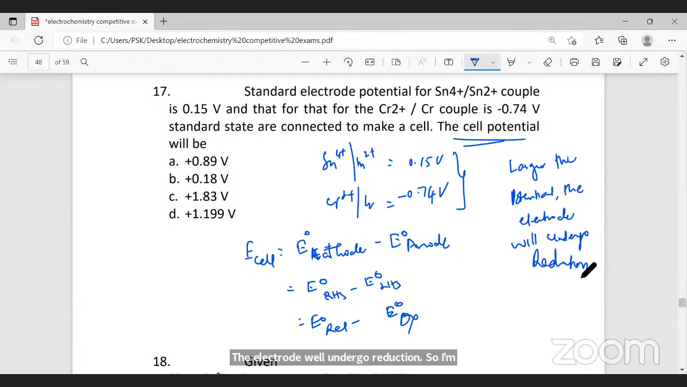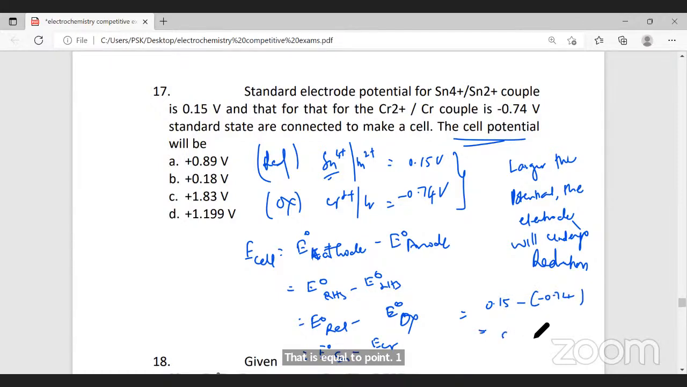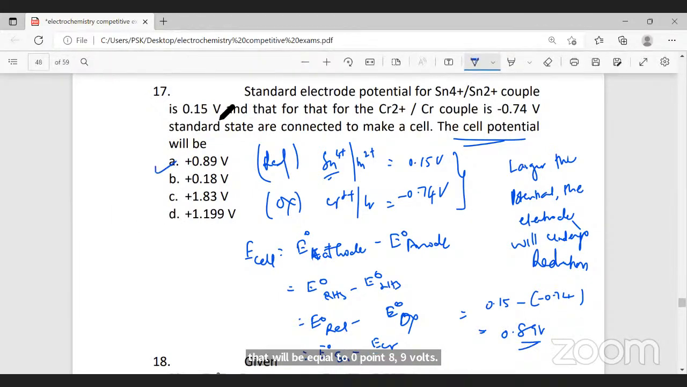So amongst these two, which is larger? Tin is 0.15, a positive value, and chromium is negative. Therefore, tin will undergo reduction and chromium will undergo oxidation. In these kinds of questions, remember the electrode with larger potential will undergo reduction and the electrode with lesser potential will undergo oxidation. So it will be E naught of tin minus E naught of chromium, which is 0.15 minus minus 0.74, equal to 0.89 volts. So the answer for this question is option A, plus 0.89 volt.